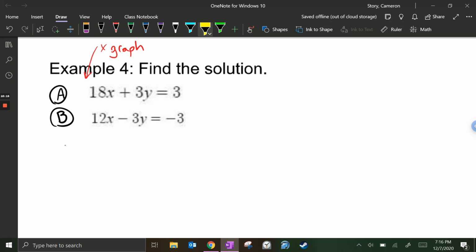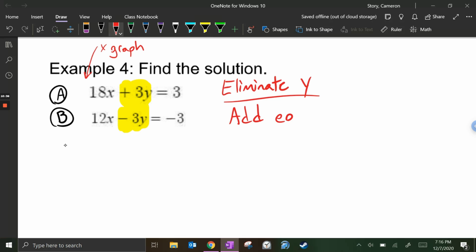Instead, I'm going to notice that I have some matching variables. I have some matching coefficients here, which means that probably elimination, specifically eliminating y, is my best bet. Okay, so we're going to do this, and to do that, we have to add the equations. This works just like vertical addition if you did that in grade school. Let's see, 18x plus 12x is 30x. Positive 3y plus negative 3y turns out to be 0.